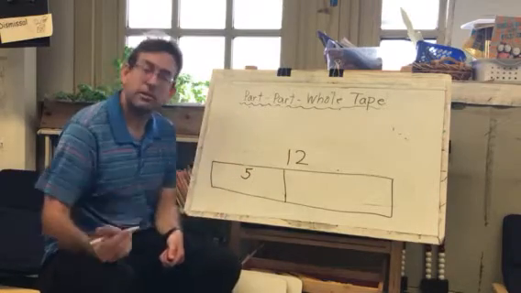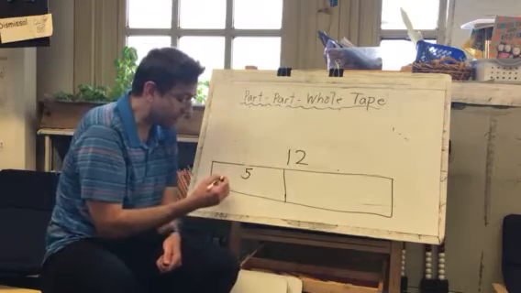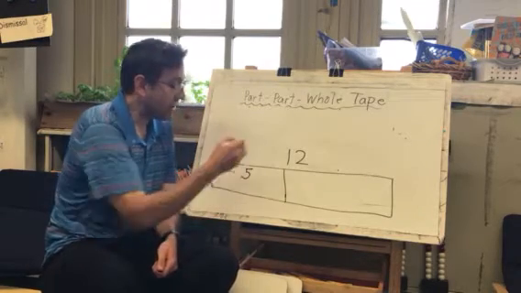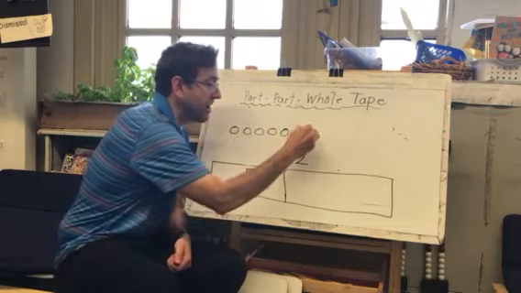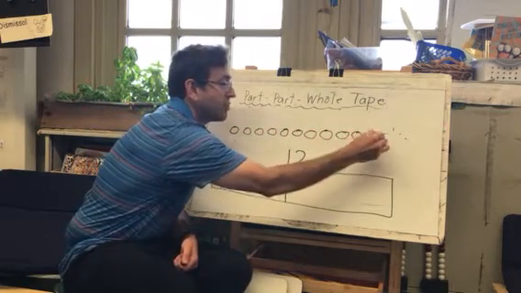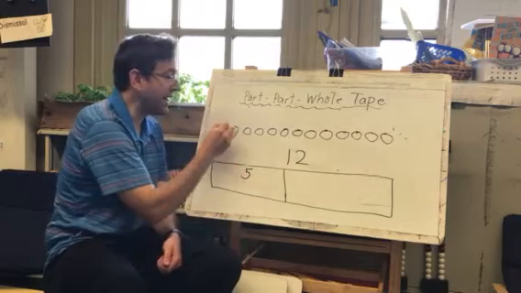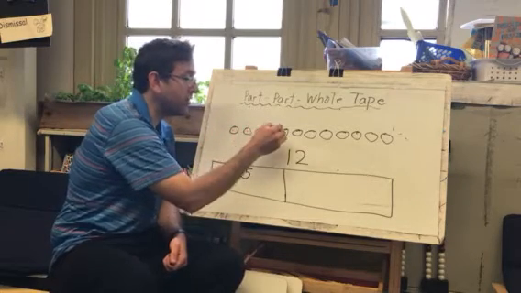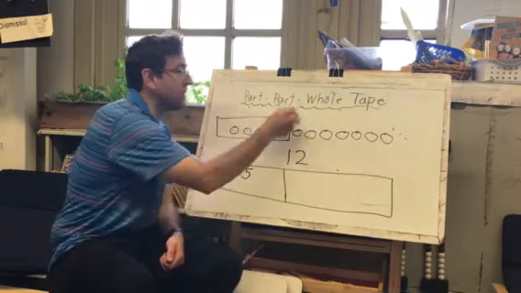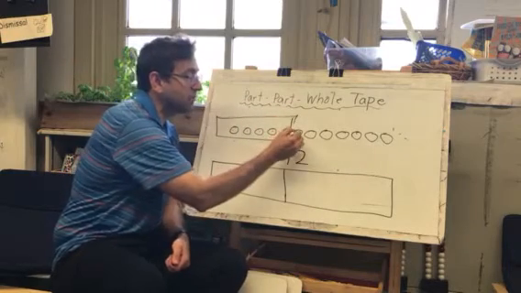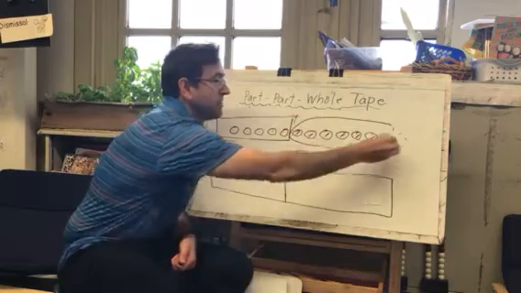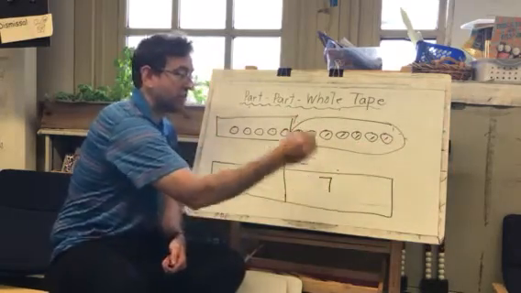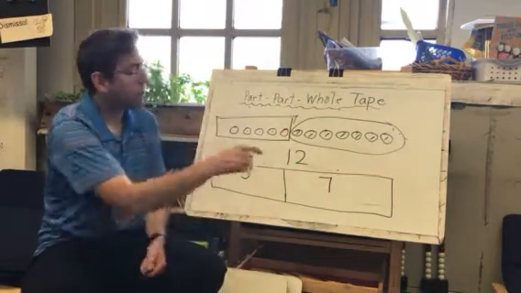All right, let me figure it out. I'm making 12. I could do 12 up here. 1, 2, 3, 4, 5, 6, 7, 8, 9, 10, 11, 12. One of the parts is 5. 1, 2, 3, 4, 5. So this is one of the parts. The other part has to be 1, 2, 3, 4, 5, 6, 7. The other part has to be 7. 5 plus 7 is 12.